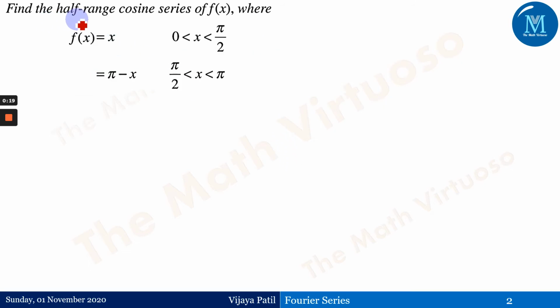Find the half-range cosine series of the function where f of x is x in the interval 0 to pi by 2, and it is pi minus x in the interval pi by 2 to pi. If you observe here, the interval has been given to us as 0 to pi. That means this particular function f of x is a function with the period 2 pi, right? Because here the value of L is equal to pi.